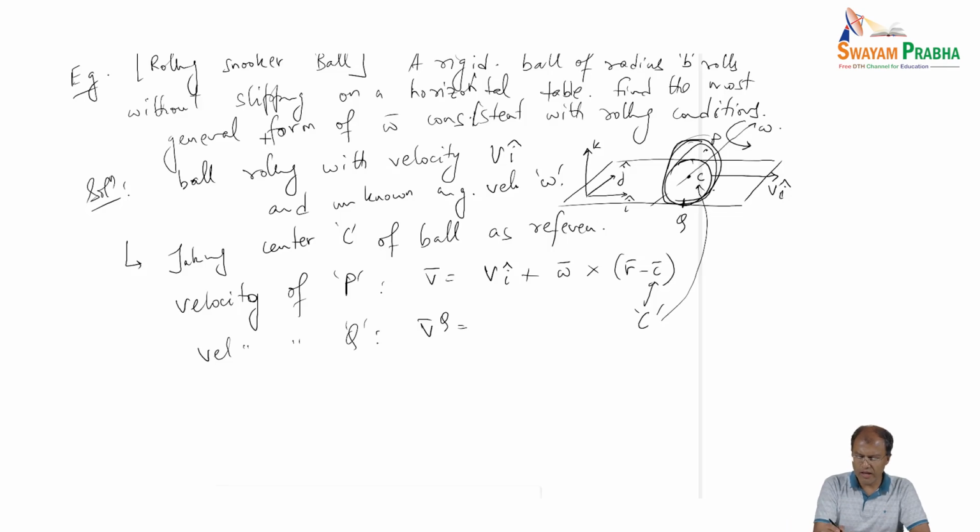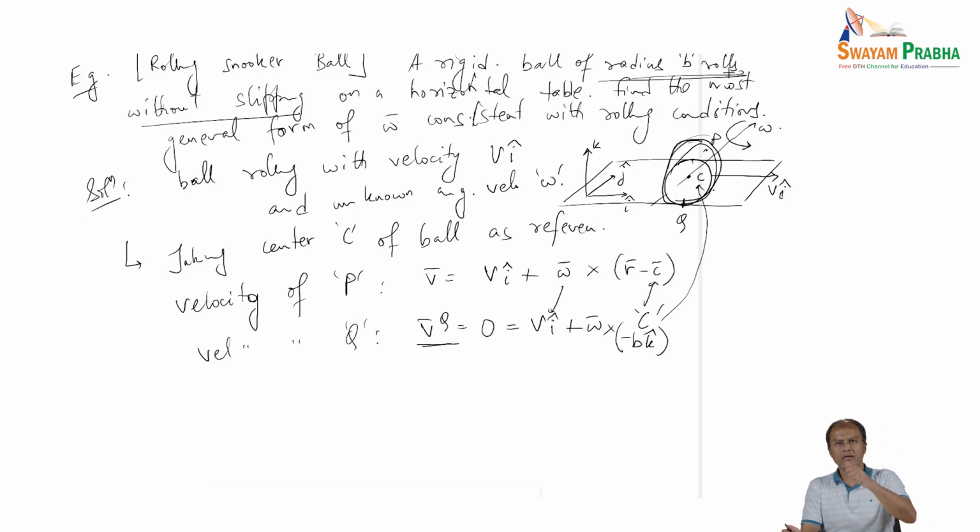Since the ball is rolling without slipping, we can use the rolling condition at the touching point Q. That is, the velocity at Q will be 0. So VQ is 0, but VQ using this formula is going to be V of I plus omega cross minus B of K, where B is the radius of the ball. The ball is of radius B, right? So K is the axis which is perpendicular to the motion of the ball. So K is this axis.